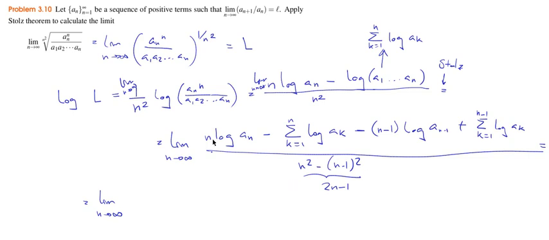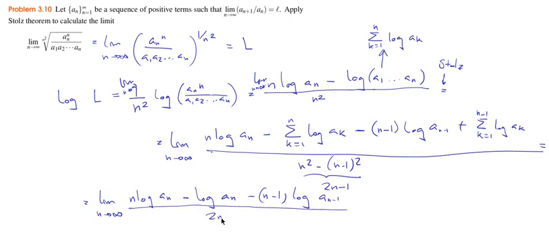Okay, and as usual, this is the sum from k equals 1 to n of the logarithm of a sub k, and this is the sum from k equals 1 to n minus 1 of the logarithm of a sub k. So if you take this sum and subtract this sum, as you can see, every term in the sum appears here except the last one. So we have n logarithm of a sub n minus the logarithm of a sub n, that results from subtracting this sum, and then minus n minus 1 logarithm of a sub n minus 1, divided by 2n minus 1. Okay, this is n minus 1 times logarithm of a sub n, and this is n minus 1 logarithm of a sub n minus 1.